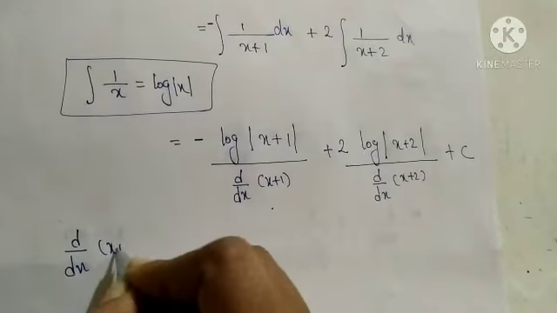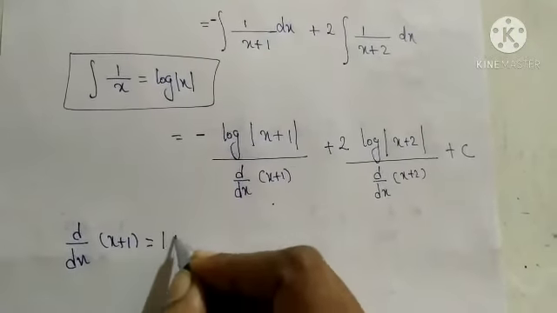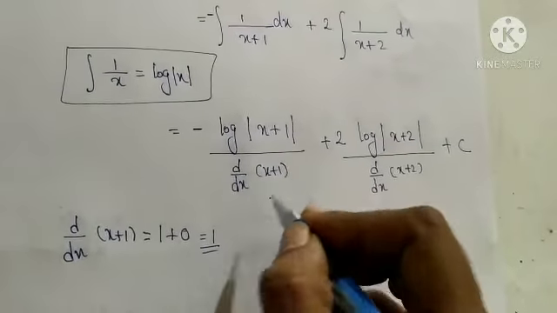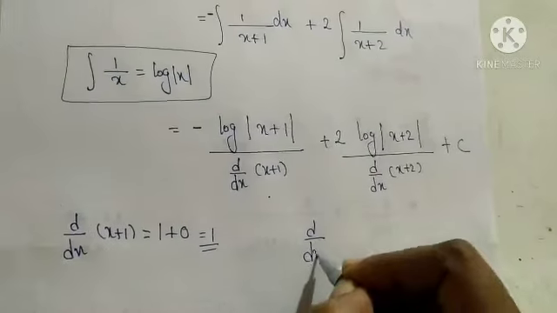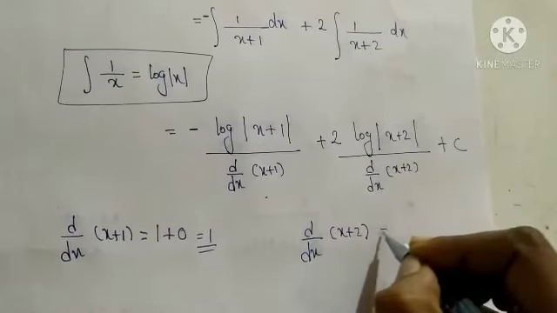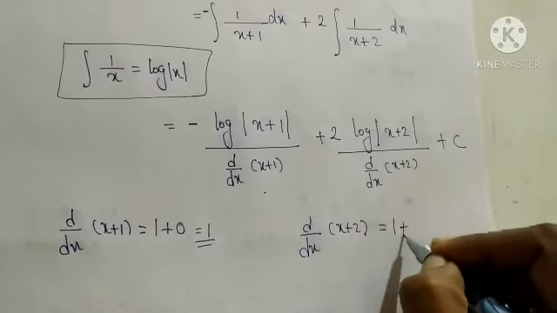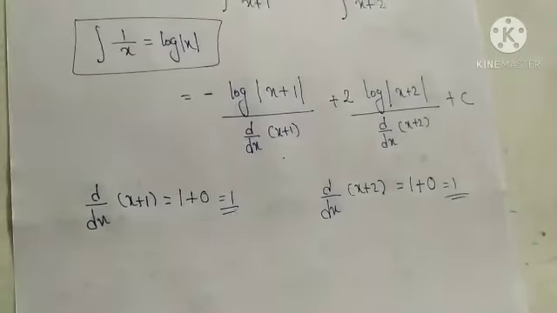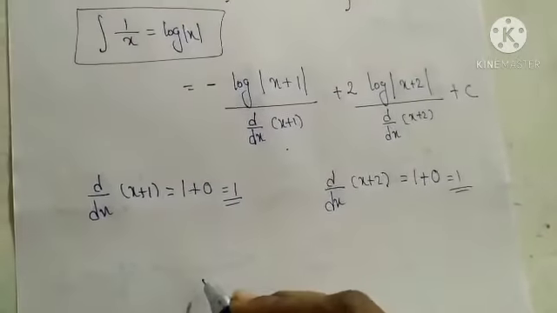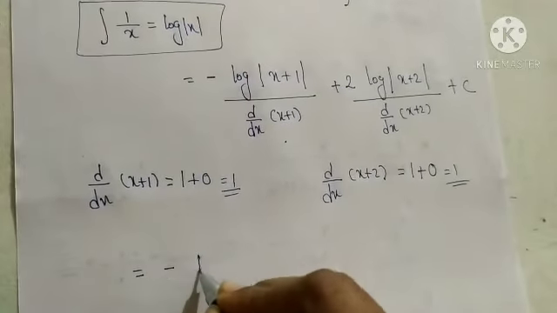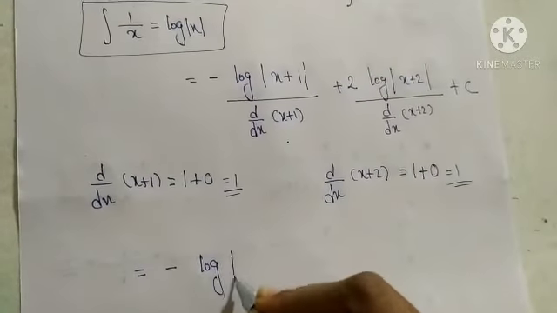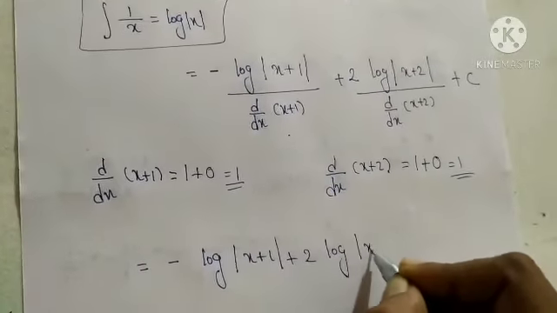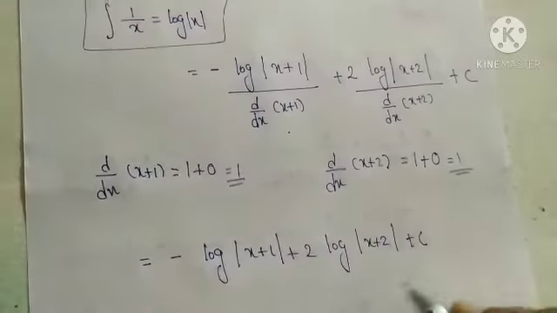Derivative of x plus 1 is equal to derivative of x is 1 and derivative of 1 is a constant. So the value of derivative of x plus 1 is 1, and again derivative of x plus 2 is equal to derivative of x is 1 and derivative of 2 is 0. Again we get derivative of x plus 2 equal to 1. So in the next step I am going to write it as minus log mod x plus 1 plus 2 log mod x plus 2 plus c.